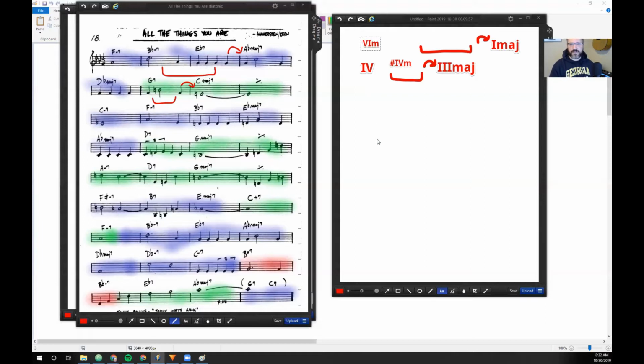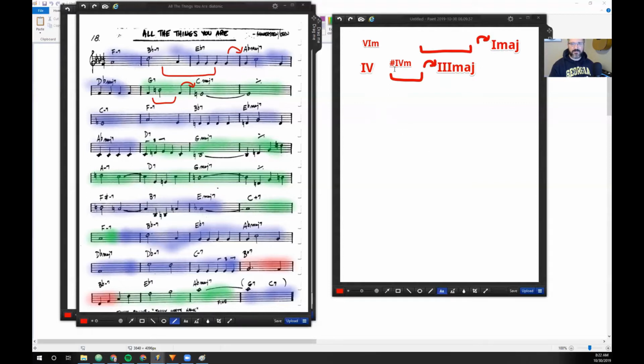And just for convenience, for the starting chord, I'll say 6 minor. So 6 minor, 2 5 1 to major, 4, sharp 4 minor to 3 major with a 2 5 1 relationship. And that's a way to sort of abstract the analysis of tunes.